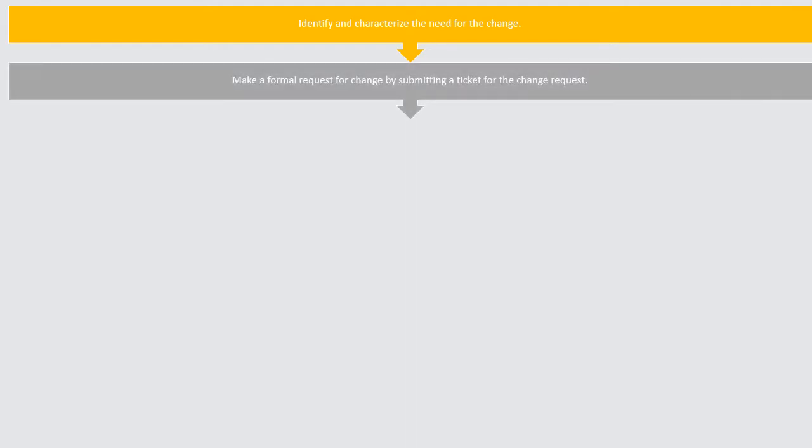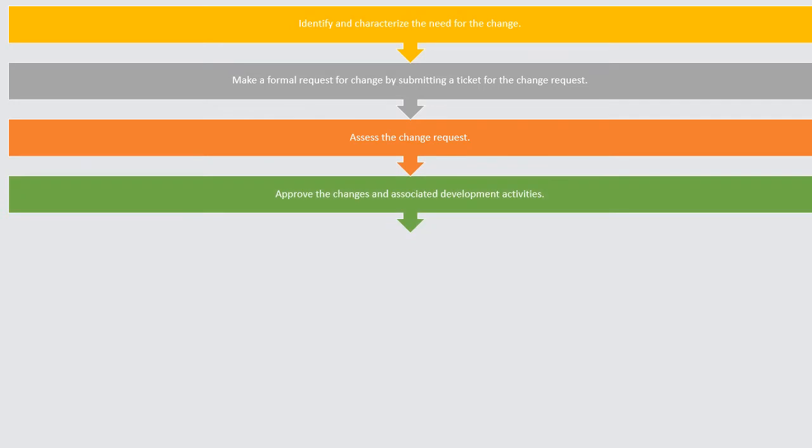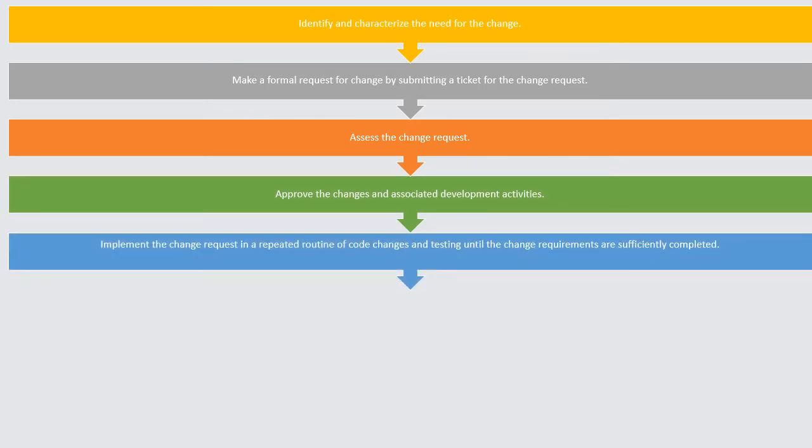Identify and characterize the need for the change. Make a formal request for change by submitting a ticket for the change request. Assess the change request. Approve the changes and associated development activities. Implement the change request in a repeated routine of code changes and testing until the change requirements are sufficiently completed.